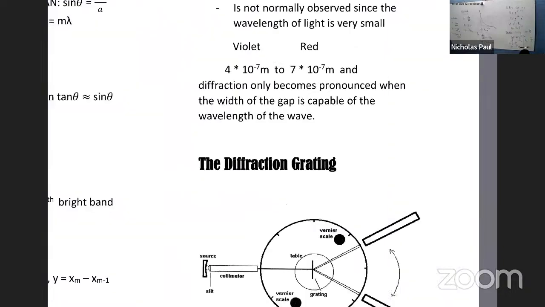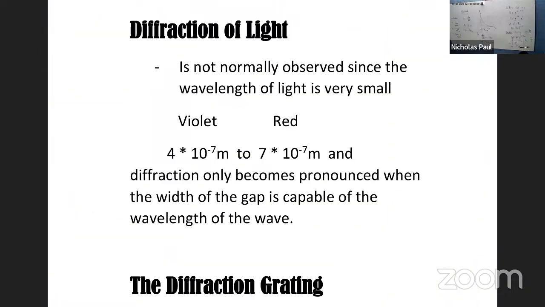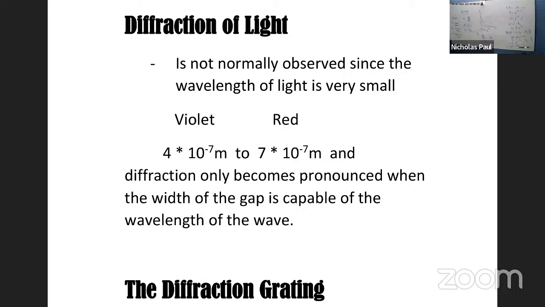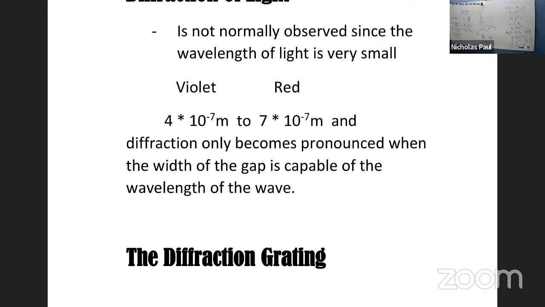Let's take a look at diffraction of light. Diffraction is not normally observed since the wavelength of light is very small. By the way, you have to learn this: red is around 700 nanometers and violet is around 400. So you should have an idea whether it's yellow or red or green. You should know violet is about 400, red is about 700, and be able to average in between. The rest will be in between.